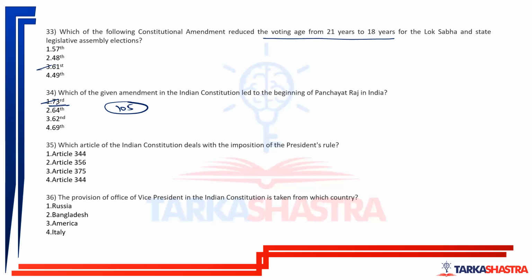Which article of the Indian Constitution deals with imposition of President's rule? And President's rule can be imposed by Article 356. Okay, Article 356 is related to President's rule.